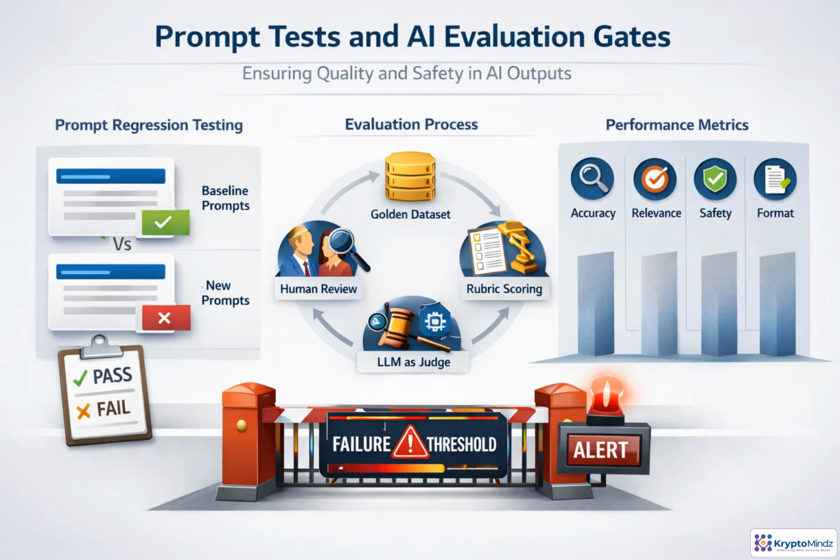Treat every prompt change like a code change. Regression tests should compare the candidate prompt against a trusted baseline using representative tasks and golden examples. Evaluation works best when methods are combined: human review for nuance, rubric scoring for consistency, and LLM as judge when it has been validated for the task. Measure what matters: groundedness, helpfulness, refusal accuracy, toxicity, PII leakage, and format validity. If scores fall below threshold or a safety risk appears, the pipeline stops. That gate prevents quiet quality regressions from reaching users.